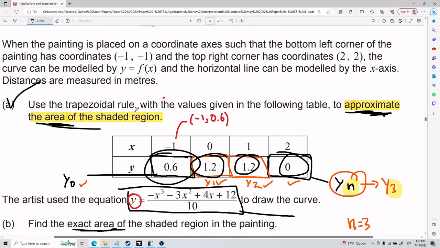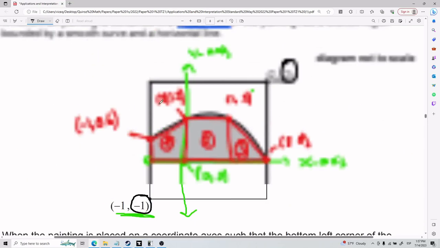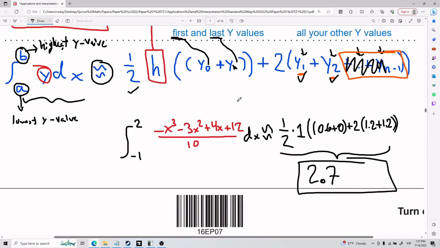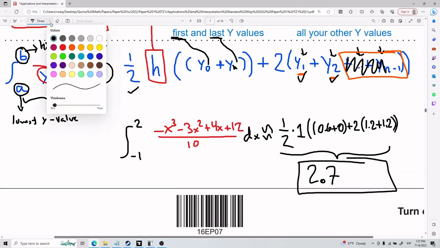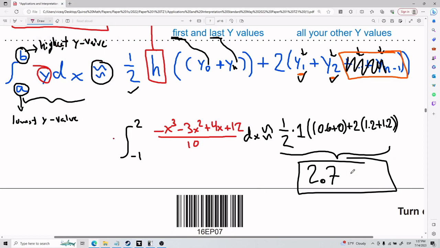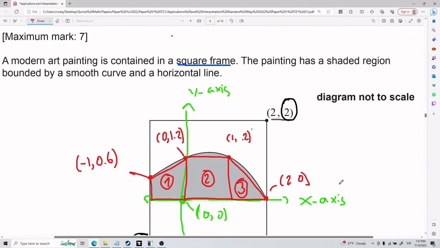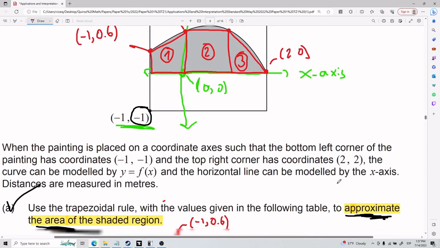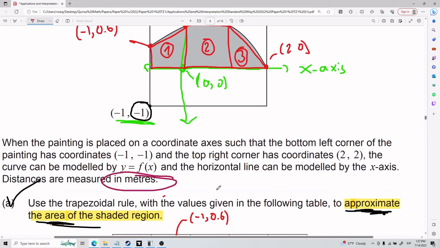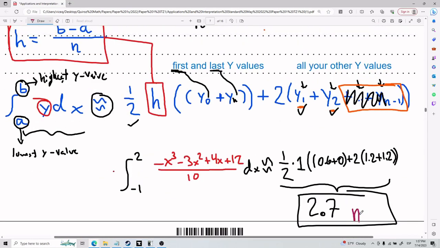Now, before I move on to part B, I just made a mistake. What is my mistake here? The answer is 2.7, but I'm halfway there. I need the units. What were the units in this case? Let's figure it out. Measured in meters. So this is meters.